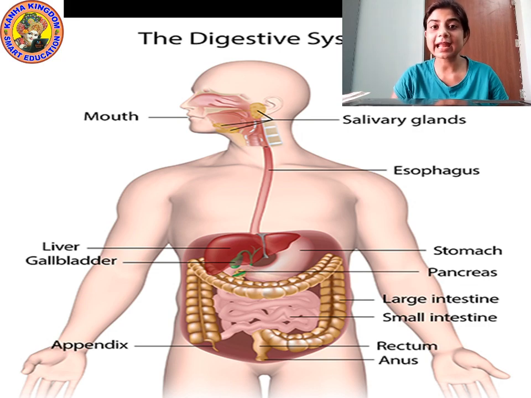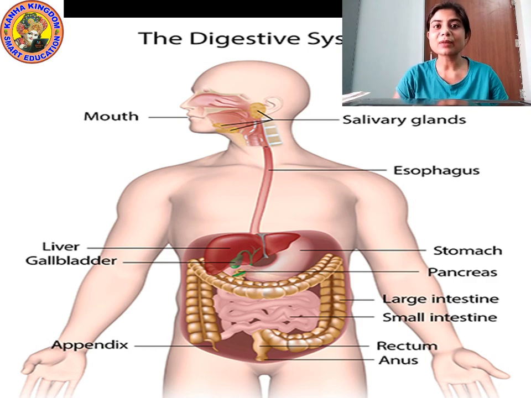Can you see the sac-like structure? It is called the stomach. Then the liver. Then comes the gallbladder. Can you see the small greenish, bag-like structure? That is the gallbladder. Then there is the pancreas, which lies below the gallbladder.